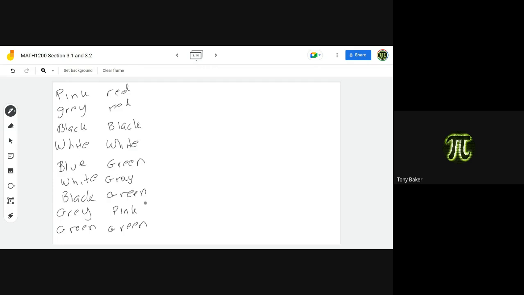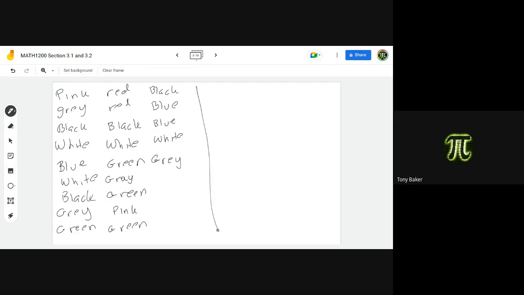Green, black, blue, blue, gray. Okay, I was going to say it's gray or black. I couldn't tell. It's in the corner. All right, that's just a list, right?